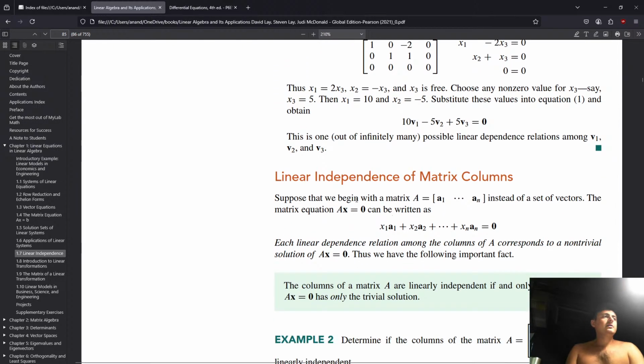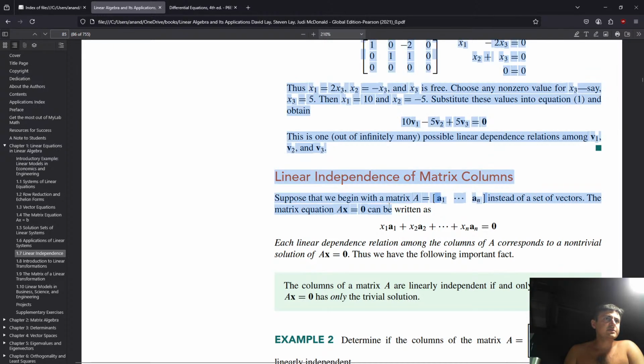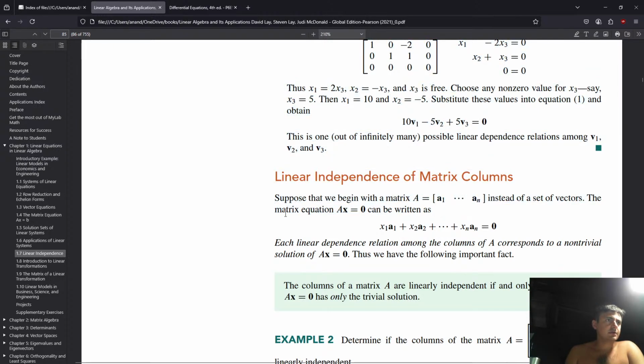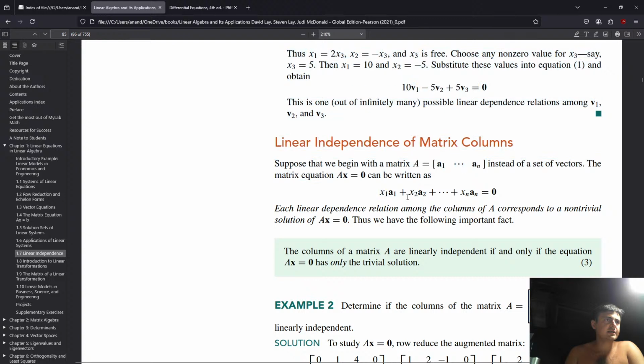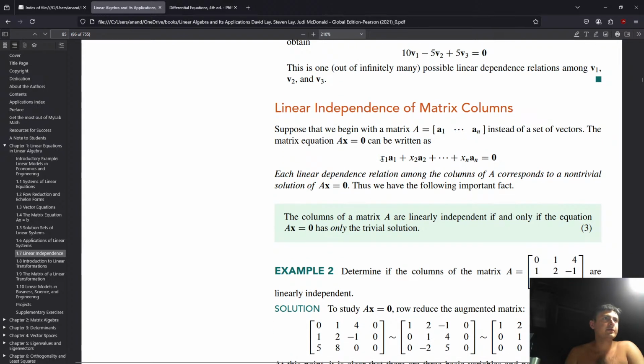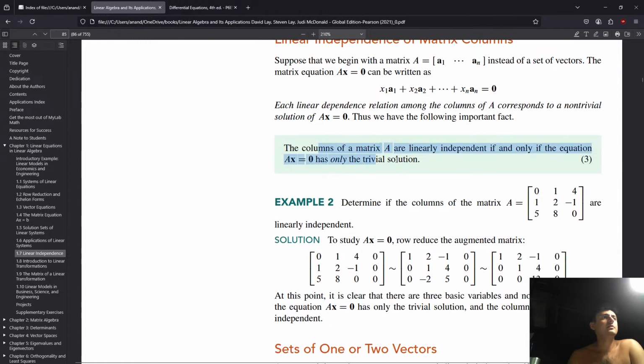Alright, so linear independence of matrix columns. Suppose that we have a bunch of columns. It's just saying the exact same thing over and over again, that we can write this system of equations in vector form. And each linear dependence relation among the columns of A corresponds to a non-trivial solution of Ax equals 0. Thus we have the following important fact. The columns of matrix A are linearly independent if and only if Ax equals 0 only has the trivial solution. So that is the theorem I was talking about.